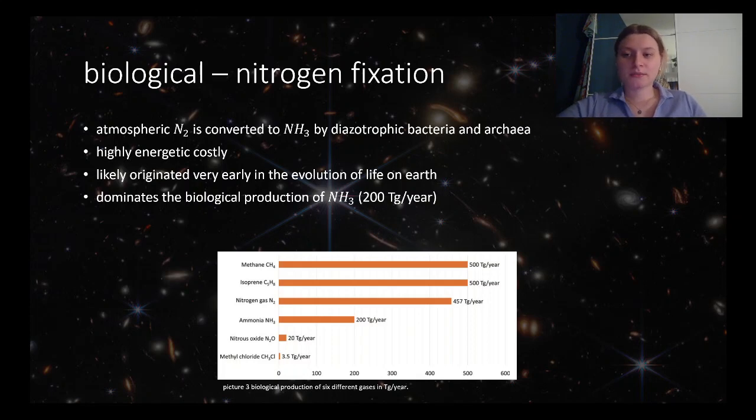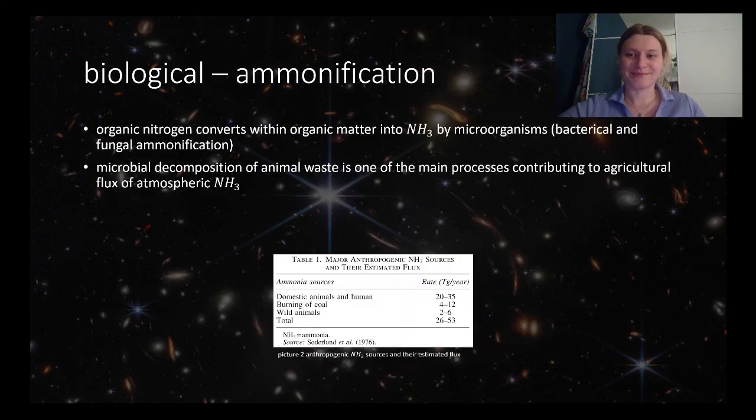A biological source is nitrogen fixation, and that is when atmospheric N2 is converted to NH3 by diazotrophic bacteria and archaea. That is also highly energetically costly, and it likely originated very early in the evolution of life on Earth. So it has been around some time, and it dominates the biological production of NH3, which you can see in picture number 3. There, ammonia gets compared to other different gases, how much the production is a year.